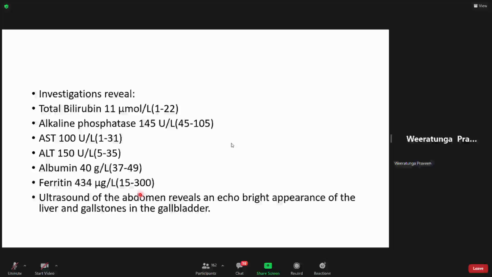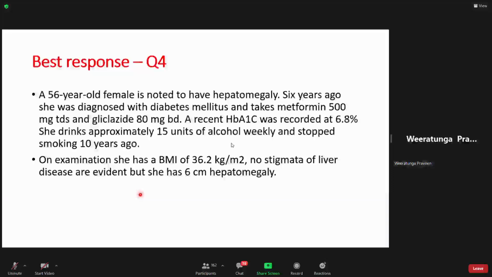So there is one argument here that Vinu is pointing out. Yes, the HbA1c is good. But the problem is this patient is very obese. A BMI of 36.2 is morbid obesity. And the alcohol is just above the so-called safe limit, though cardiovascular people now say there is no safe limit for alcohol use, especially for cardiovascular disease. So this is a difficult MCQ and you can argue either way, but it is just above the safe limit, 14-15 units, and very obese.